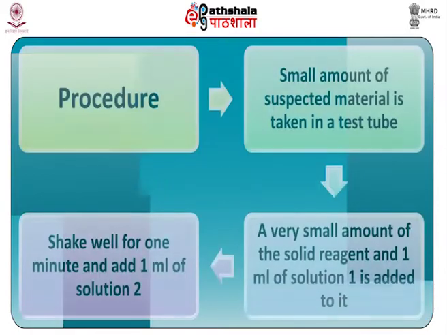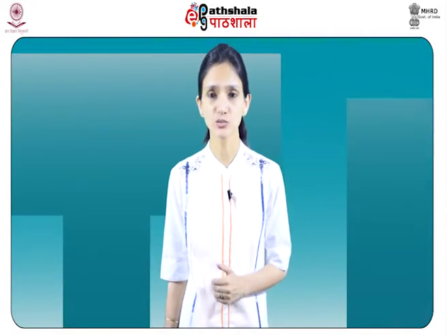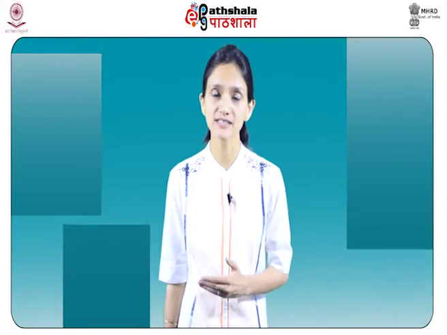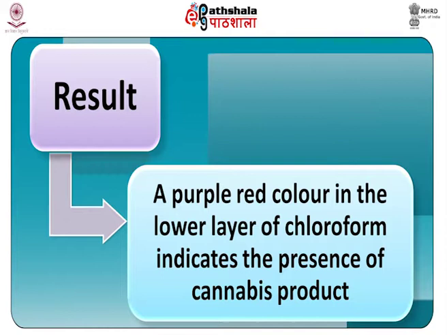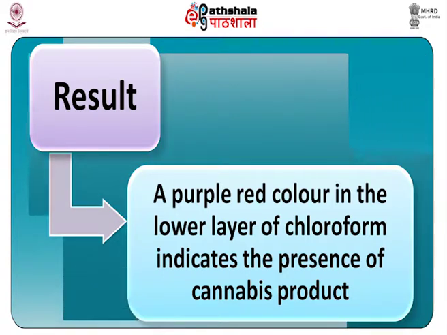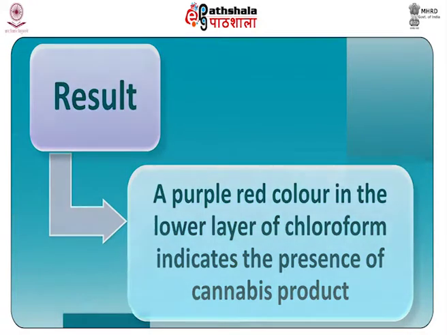Procedure. A small amount of suspected material is taken in a test tube. A very small amount of the solid reagent and 1 ml of solution 1 is added to it. Shake well for 1 minute and add 1 ml of solution 2. Shake the test tube for 2 minutes and allow it to stand for 2 minutes. A purple-red color in the lower layer of chloroform indicates a positive result for the presence of cannabis product.